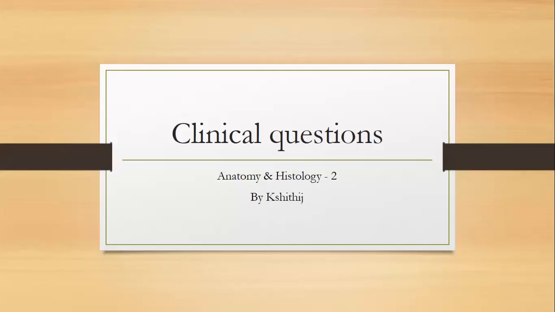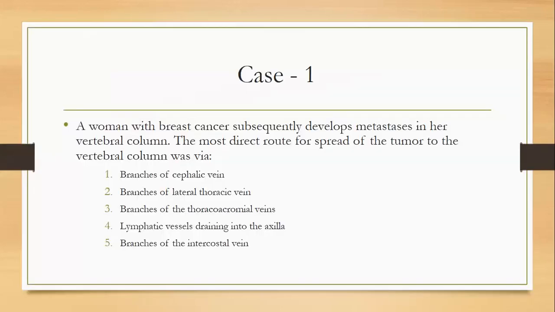Hello everyone, in this video, let's talk about a couple of more clinical questions. This is clinical question discussion part 2. So we have our first case here. A woman with breast cancer subsequently develops metastasis in her vertebral column. The most direct route for spread of the tumor to the vertebral column was where?